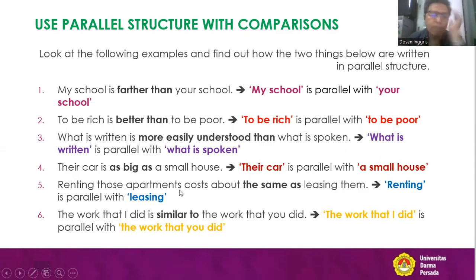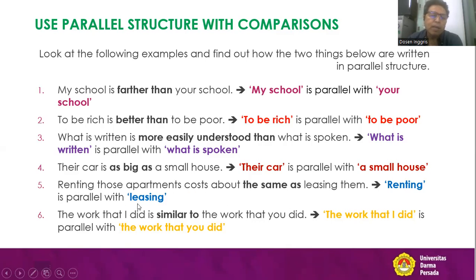Okay, now number five, renting those apartments costs about the same as leasing them. Here we have the same as, that is the expression of similarity, and the two things are renting and leasing. Renting is parallel with leasing, and everybody can see renting is a gerund and leasing is a gerund.